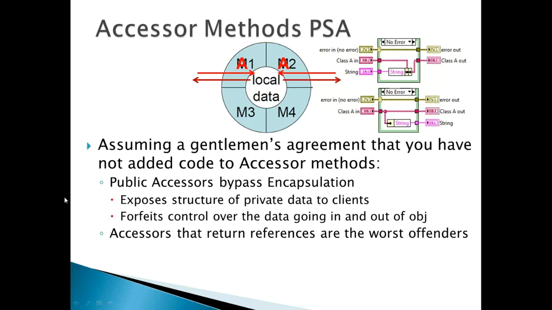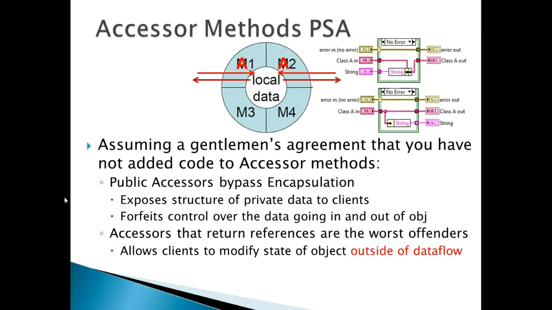And just as an aside note, I'm going to talk about references from time to time. And any accessor method that returns a reference are the worst offenders. We'll go into more detail about that, but just keep that in mind. They're the worst offenders because it allows the clients to modify that data anywhere at any time, outside of data flow, outside of your method calls. So it's direct access to your private data if you're handing out references.